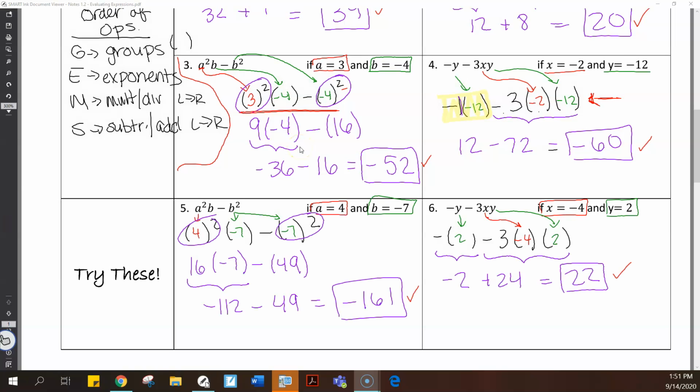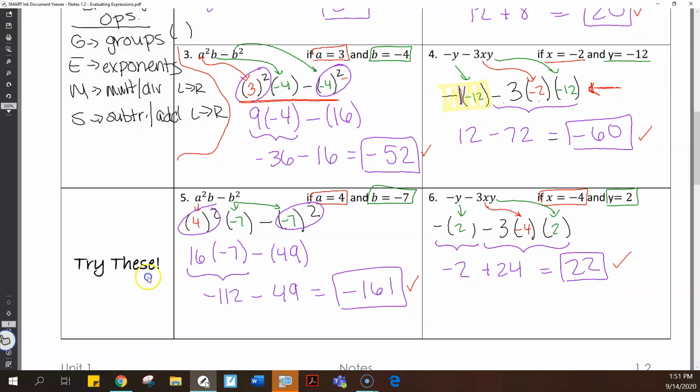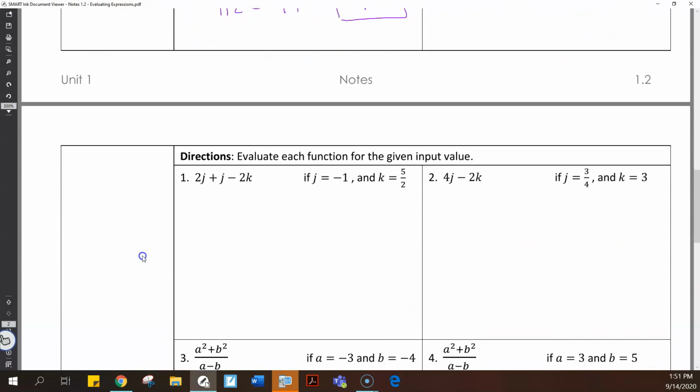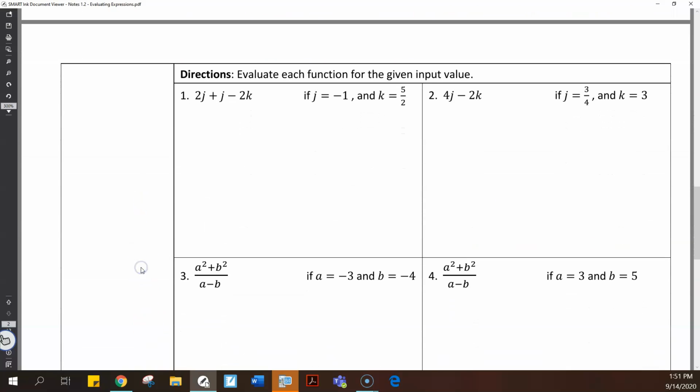All right, for number 5, you should have gotten -161. For number 6, you should have gotten 22. You can check both of those with Desmos or in your calculator. So make sure if you have questions about those, you bring them to class. Now, these can get a little more complicated, but the process generally stays the same.